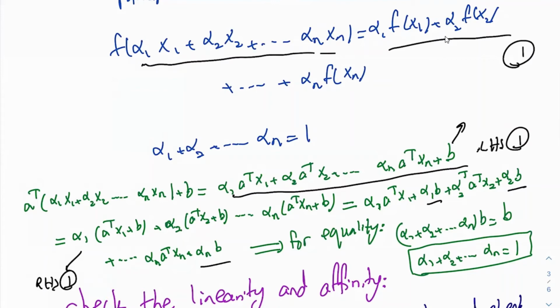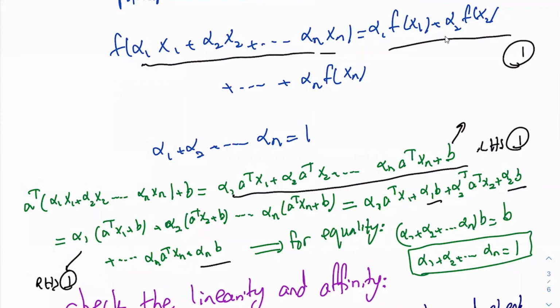It only happens if alpha 1 plus alpha 2 all the way to alpha n is equal to 1, because we are solving in general case. Sure, you can say it happens when b is 0. But when b is 0, the alphas can be anything, and then they have a linear function. When b is 0, we don't have affine, we have linear function, right?